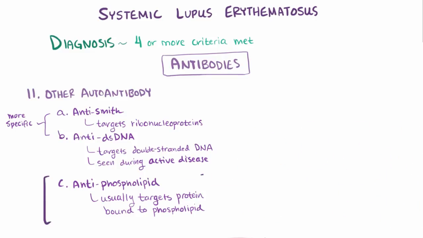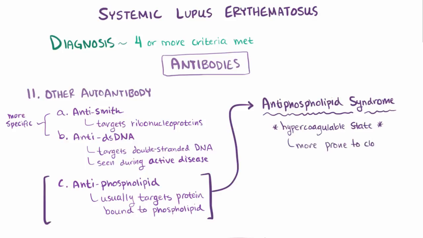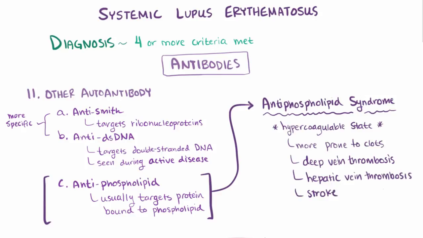Sometimes, because of these, patients will develop antiphospholipid syndrome, where the antiphospholipid antibodies cause a hypercoagulable state, meaning they're more prone to developing clots and having complications like deep vein thrombosis, hepatic vein thrombosis, and stroke. These patients often end up needing lifelong anticoagulation therapy.